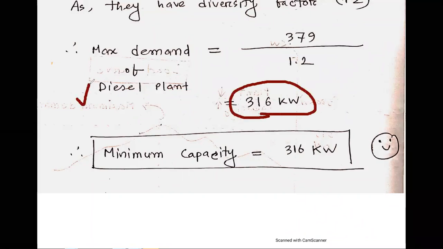So to cope with the maximum demand of the diesel power plant, we should establish a minimum capacity of 316 kilowatt. So that was the solution for that example. We need to establish a minimum 316 kilowatt diesel power plant to supply the power of the three types of load mentioned in the example. So I have solved it in a much more detailed way. Hope you understand. So that was for today.